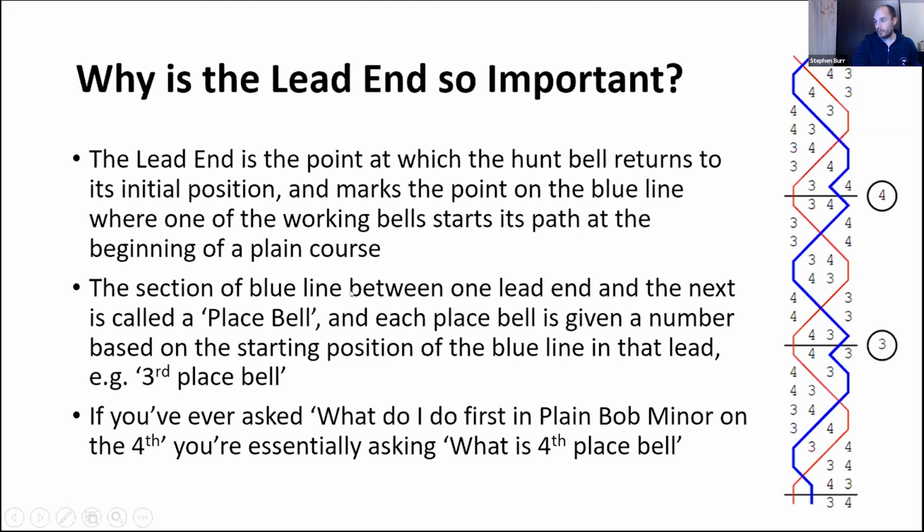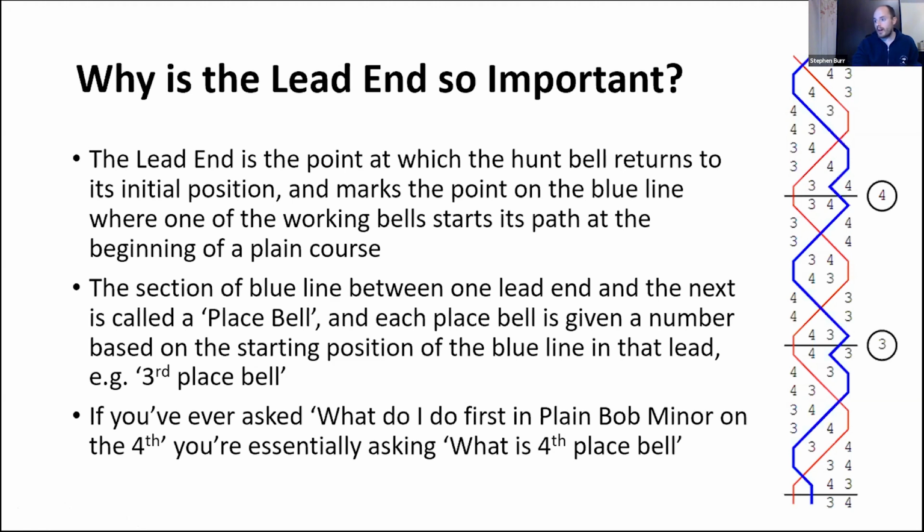So the section of blue line between one lead end change and the next is termed a place bell, and each place bell is given a number based on the starting position of the blue line in that lead. So basically here the blue line starts in third position, so this is termed third place bell. Fourth place bell is here, and second place bell is here.